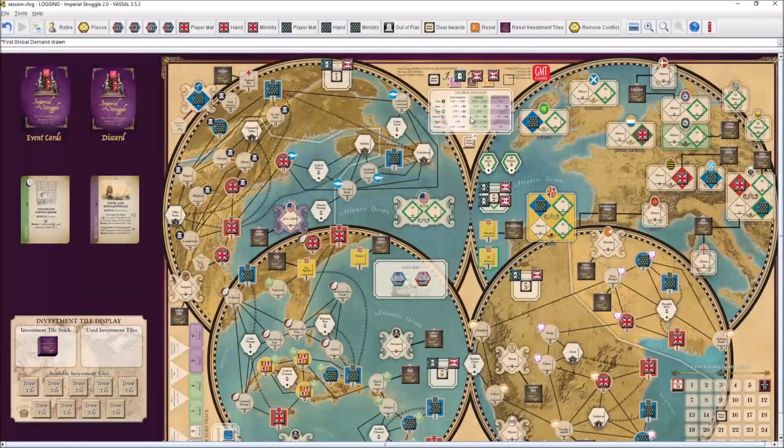Okay, and as you can see, we have here the awards for the regions, and here you have the global demand. As we can see, India will be pretty much contested. It's like 3 VPs, and we have also cotton and spice. So yeah, it's really important for this turn.